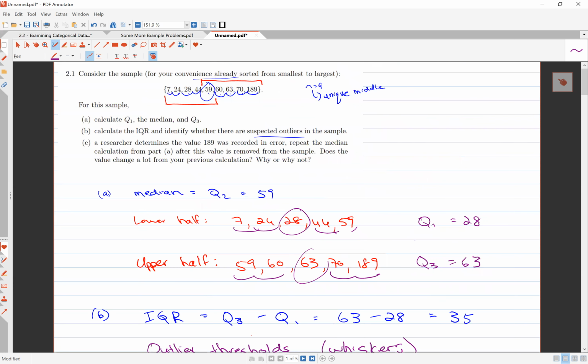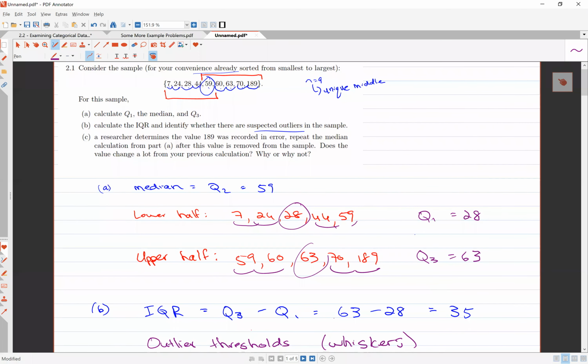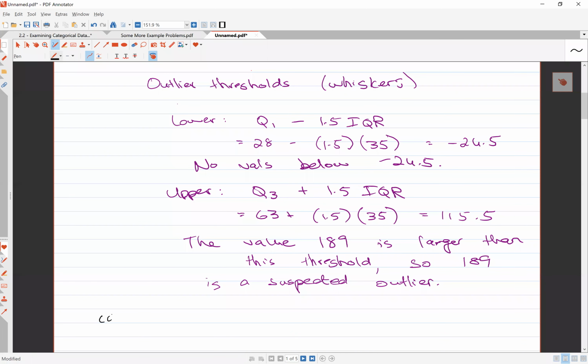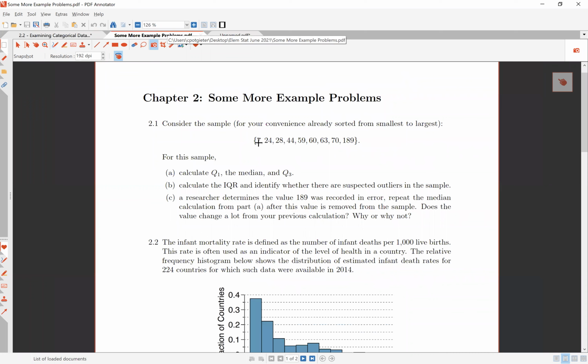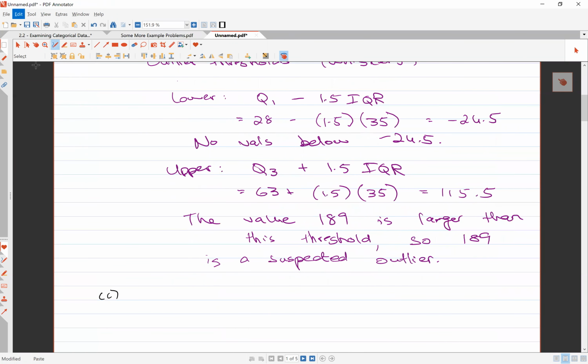Now, part C just says, oh, we figure out that 189 was recorded in error. It was not supposed to be part of the sample. Recalculate the median after removing this value. So what are our data values if we remove 189? So I'm just going to copy all of the values except for 189. And now we want to find the middle value again.